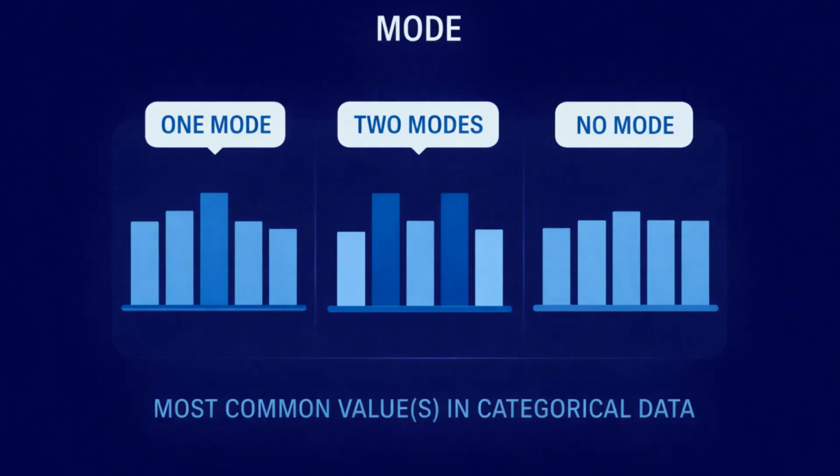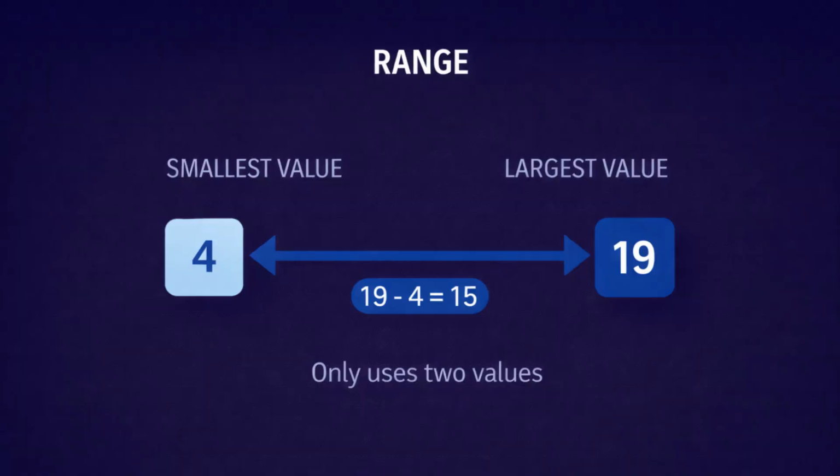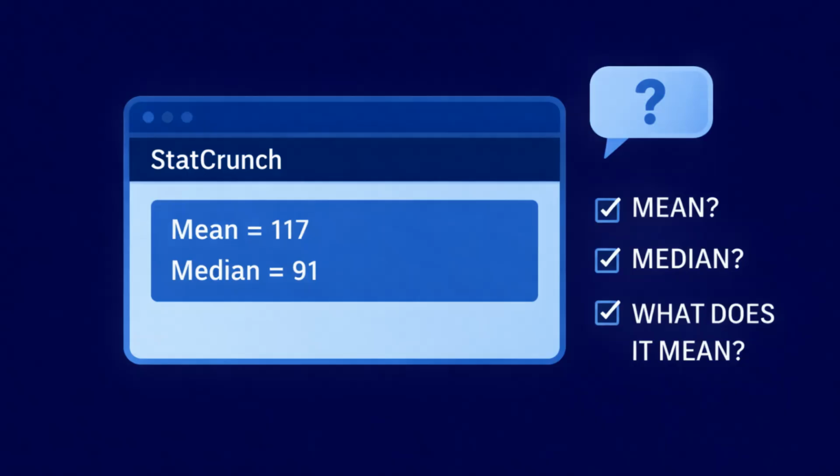Some data sets have one mode, more than one mode, or no mode at all. The mode is especially useful for categorical data, such as the most common major, shoe size, or survey response. The range gives a quick idea of spread. It is the largest value minus the smallest value. While it's easy to calculate, it only uses two values, so it doesn't tell the whole story about variability. Software like StatCrunch will calculate these values for you. Your responsibility is to choose the most appropriate measure and explain what it tells you about the data.